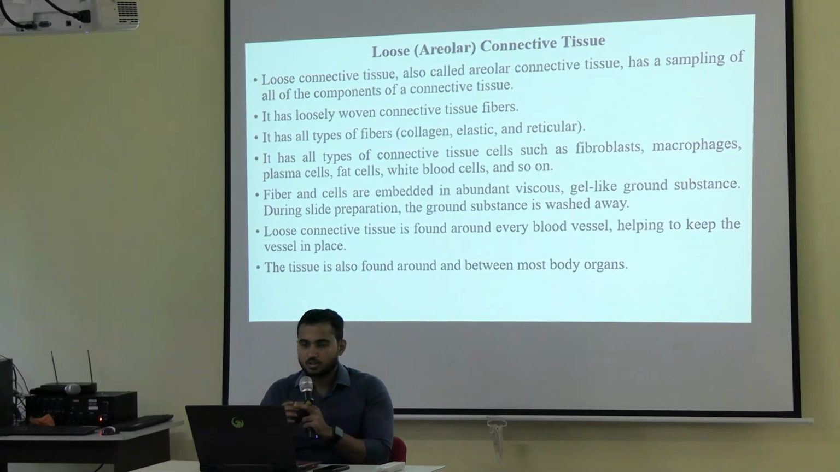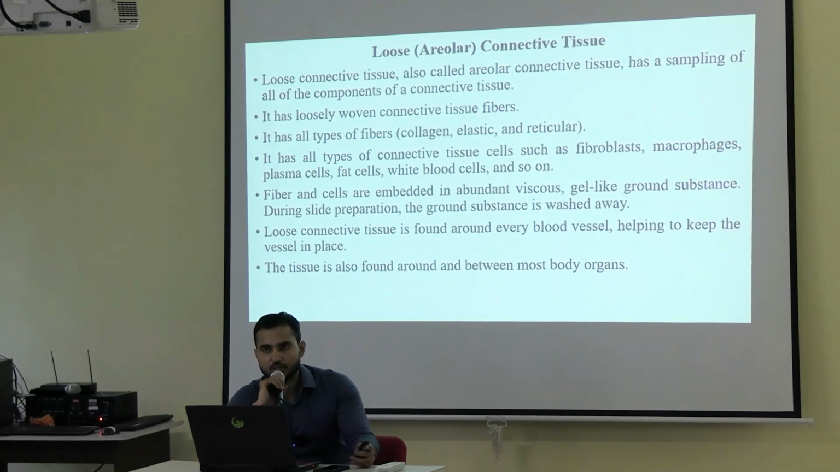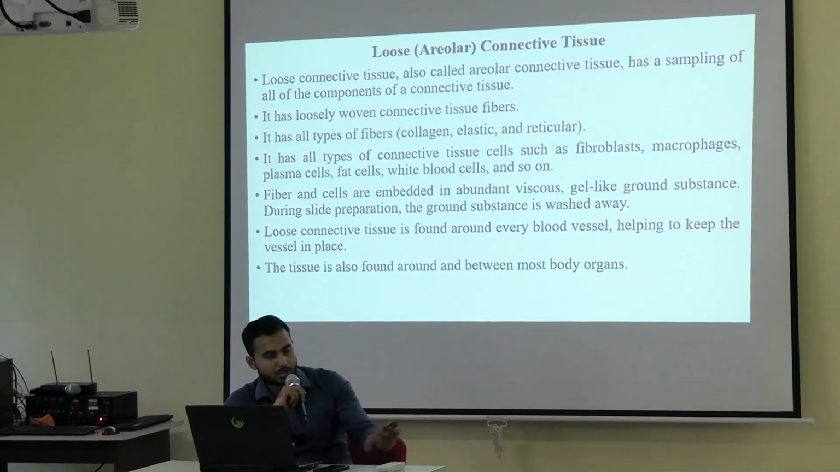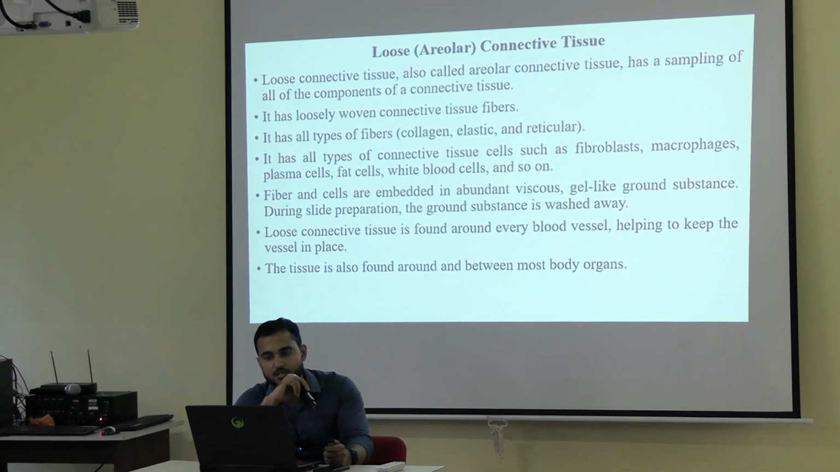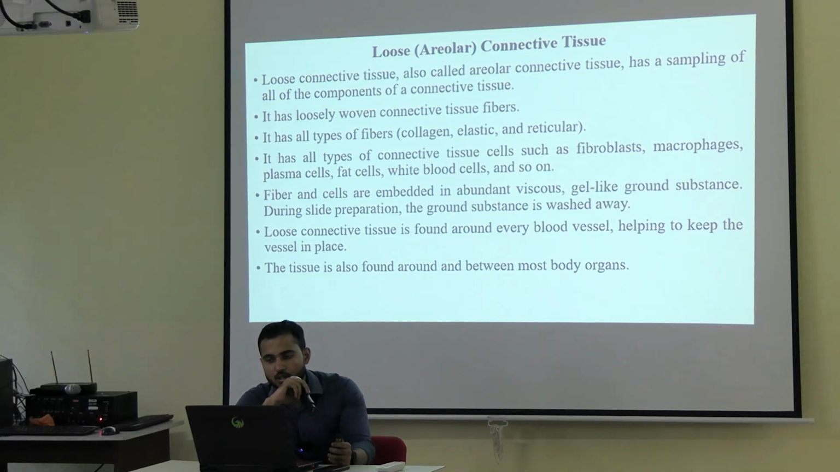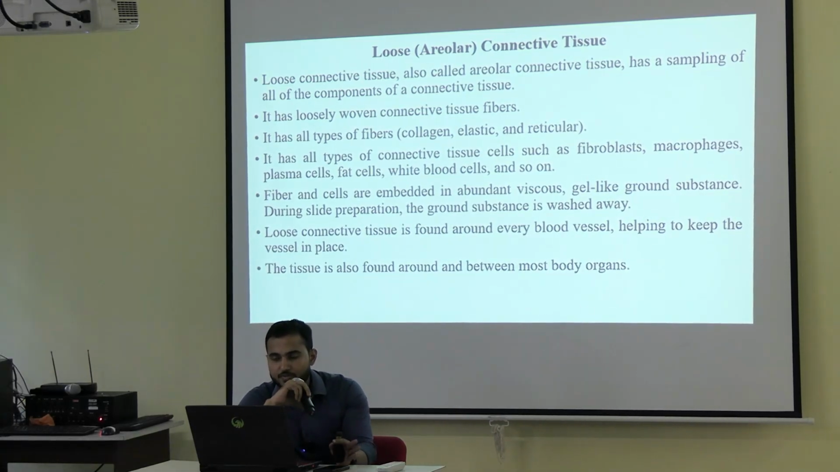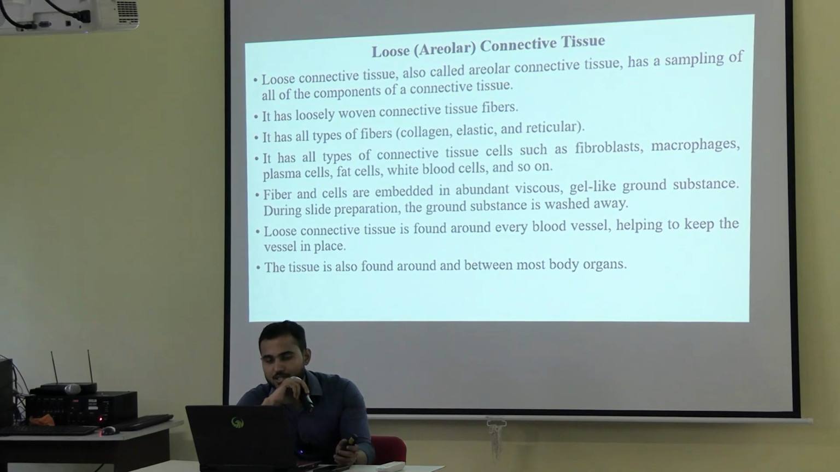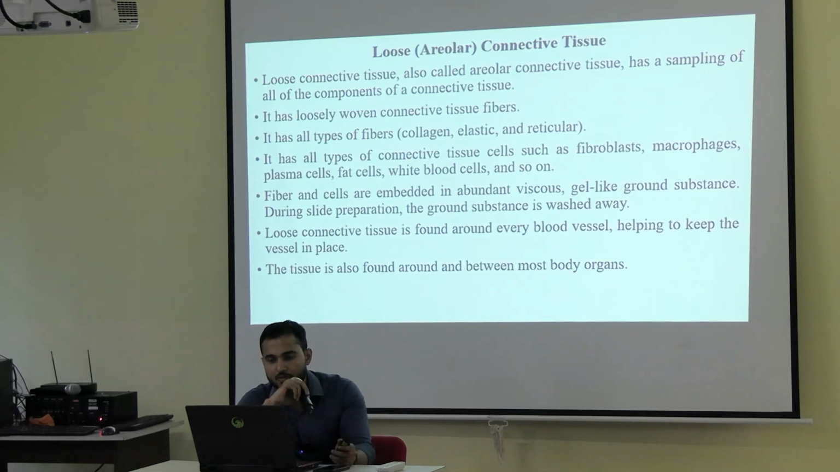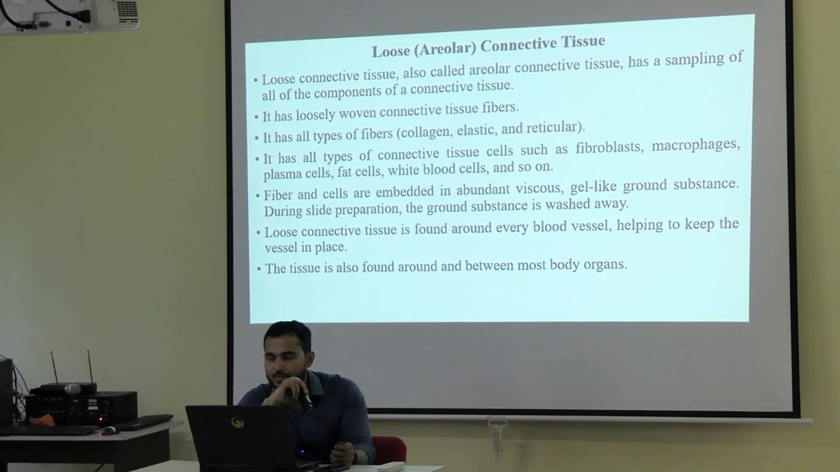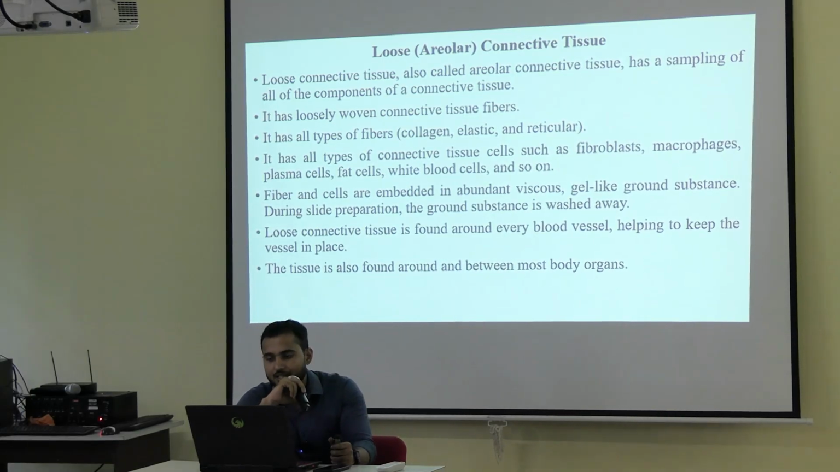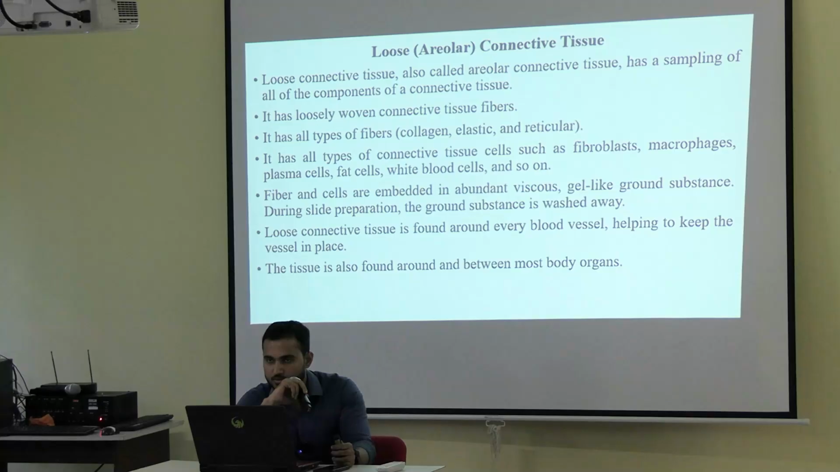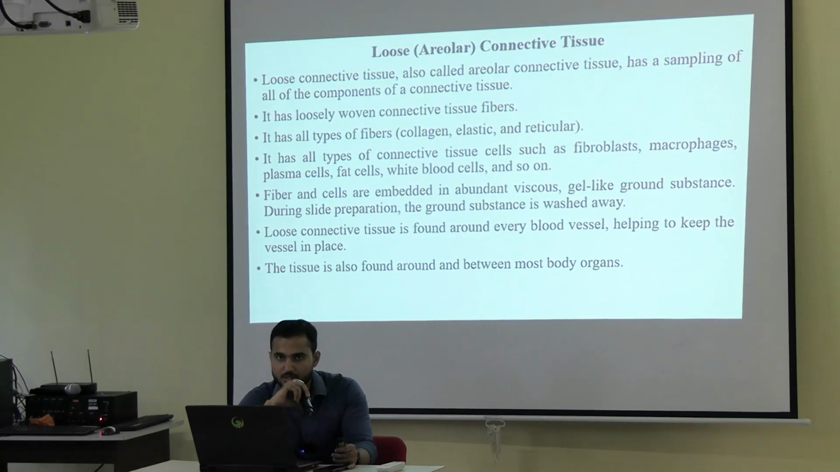So first of all, it is having loosely open connective tissue. All types of fibers can be seen in this type of connective tissue. Then numerous types of cells are present, for example fibroblasts, macrophages, plasma cells, white blood cells, all those things can be seen. Fibers and cells are embedded in a gel-like viscous ground substance.